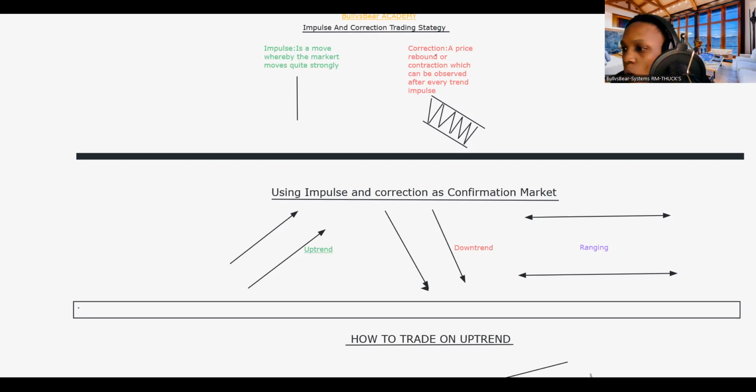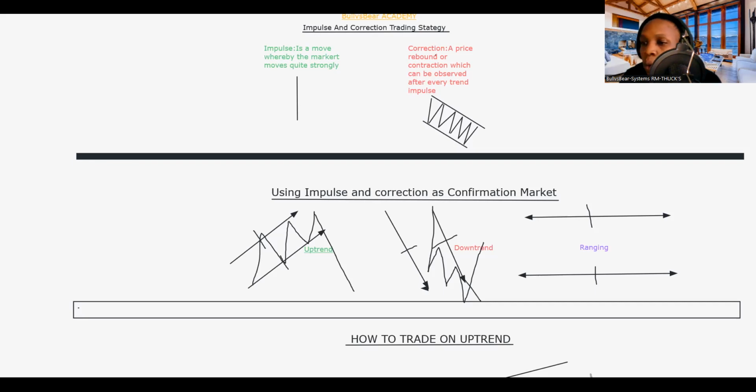So using impulse and correction as a combination in the market, we want to know how we are going to use this strategy in the uptrend, in the downtrend, and in the ranging market. Now I'll be showing you how to take trades on the support and on the resistance, on the downtrend, on the support and the resistance. I'll show you how to trade along the structure, or to determine if this structure is going to be broken. So I want to teach you how to trade inside the structure, or how to know when this structure is going to be broken.